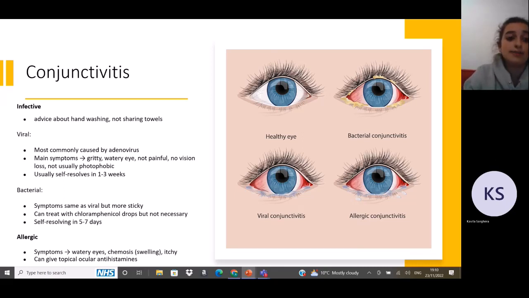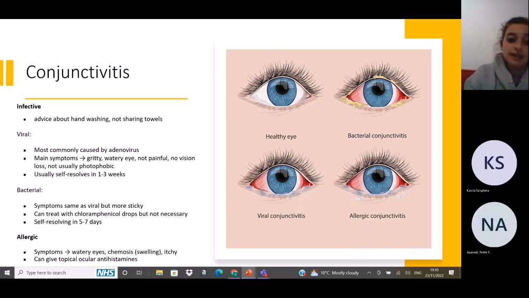And then you get your bacterial conjunctivitis, and the symptoms are very similar to viral conjunctivitis, but they usually complain of having this sticky eye, like in the picture. They get all this kind of secretions around the eye. It can be treated with chloramphenicol drops, but you don't really need to. So the general advice is not to, and that it will resolve by itself in 5 to 7 days.